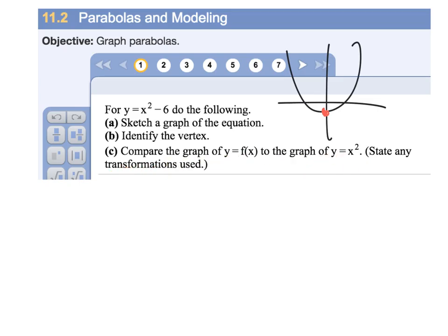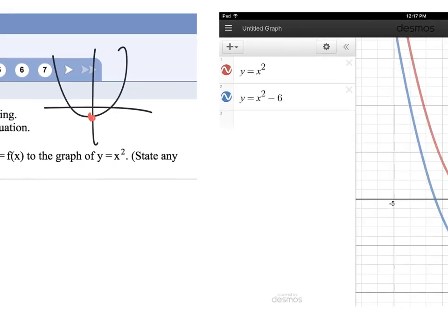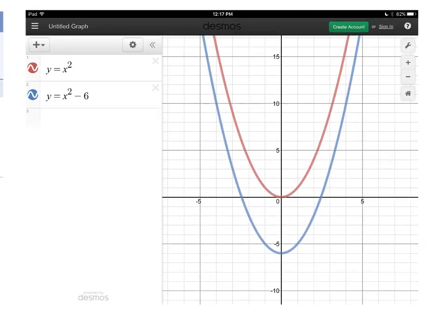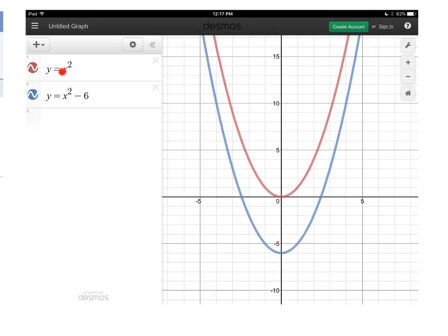So let's do that first. Let's go down and do this. I'm going to go to Desmos. What you'll notice here is x squared is in red. Here's the basic mother function, the home function. And then what happens when we stick on a little minus 6? Well, you'll notice the home function gets lowered by 6.